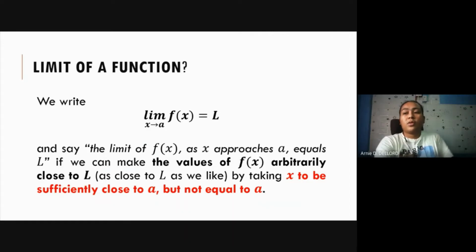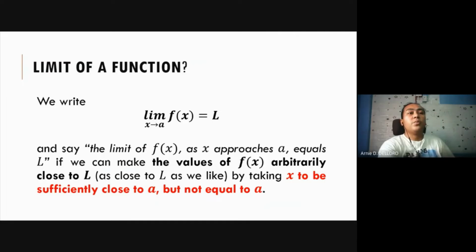Ano ba yung tinutumbok na number ng ating function? Kung ano man yung tinutumbok ng number as it gets closer and closer to a particular value of a, in this case, L yung ina-approach na number as x approaches a. So ganun po yung hahanapin natin. Not necessarily na isa-substitute mo yung a dito sa function. We do not substitute that.